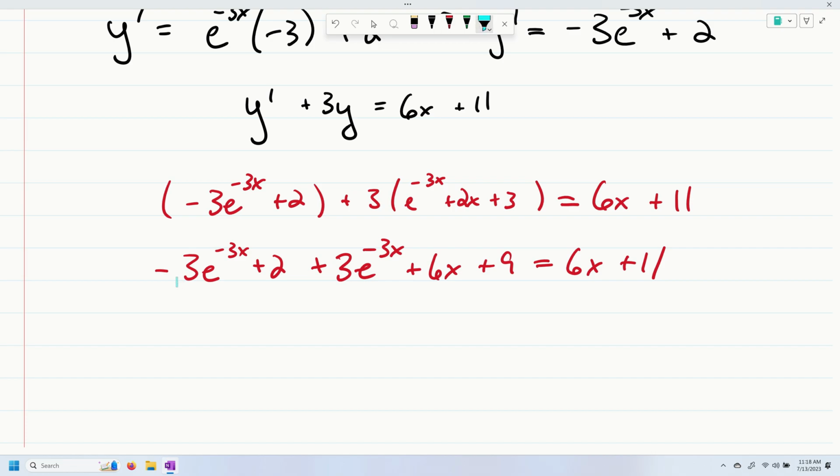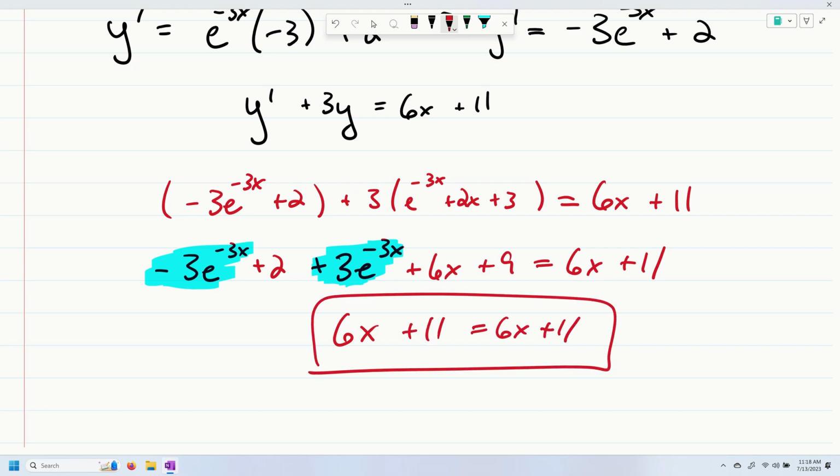And when you look at this, we have negative 3e to the negative 3x and positive 3e to the negative 3x. We know they reduce to 0. We have 6x out front, and 2 plus 9 is 11. And notice we get what we call in mathematics a tautology, where the left side equals the right side. So we verified the solution.